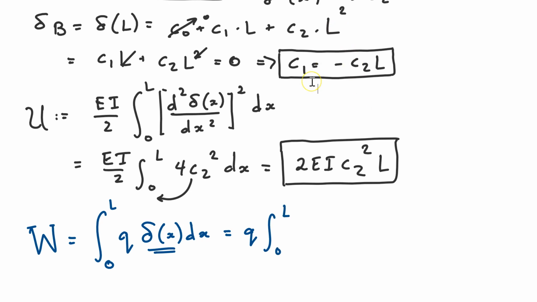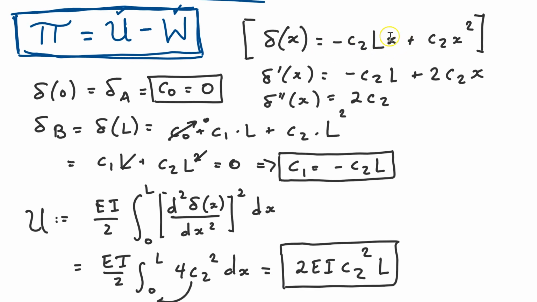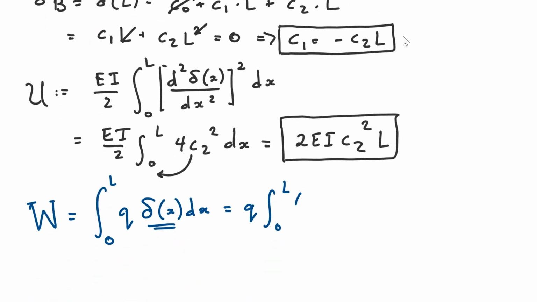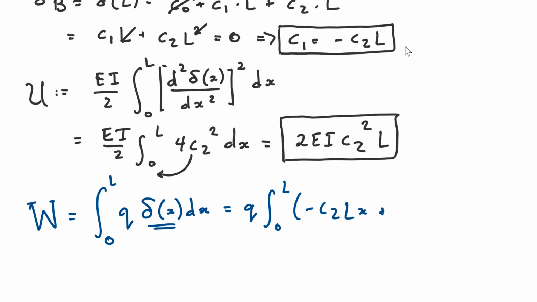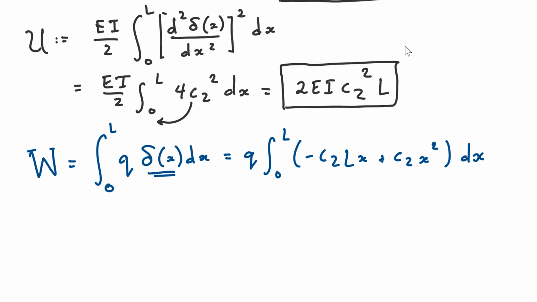And what was delta again? Delta was this guy, negative C2Lx plus 2C2x, plus C2 times x squared. Okay, so it's always the load times the deformation. And once we integrate this, we get Q times negative C2L times L squared over 2, which is the integral of x, plus C2 times L cubed over 3.